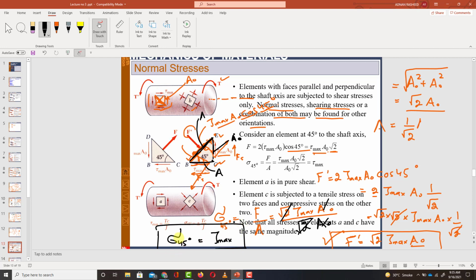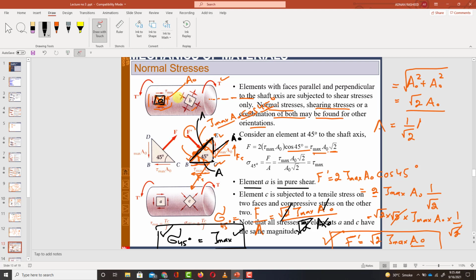It means that when the orientation is 45 degree, normal stress will be there, but the value of normal stress will be the maximum shear stress. Clear? Yes, sir. So element A is in pure shear. So if this was the element A, it was under pure shear.